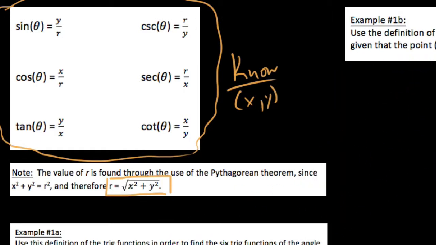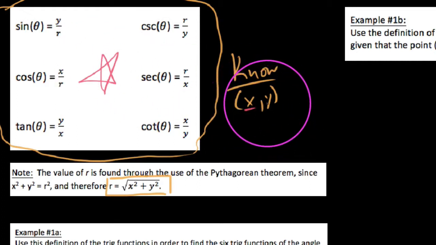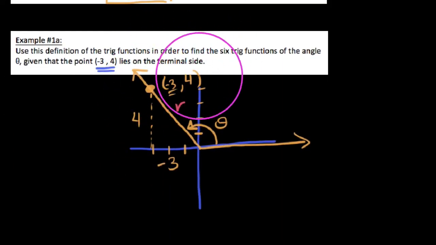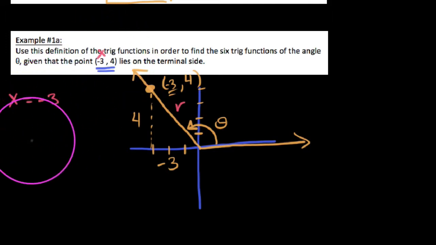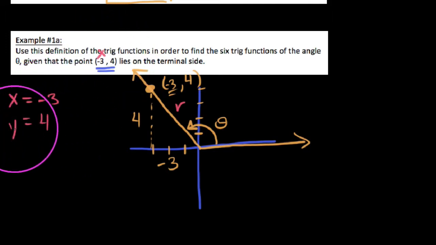And we'll do so. But the simple fact of the matter is this. I want to find all 6 trig ratios of this angle theta. And according to my definition right here, all I need to know are 3 things. The value of our x, the value of our y, and the value of r. So we're going to identify a few things. First of all, the x value of this point happens to be -3. The y value of this point happens to be 4.